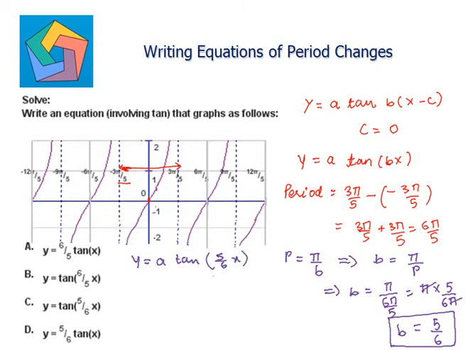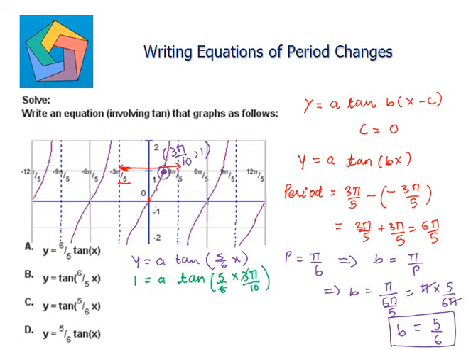Now tangent functions do not have amplitude since they go up and down in the infinite direction. So we can determine the a here by taking any point on this graph. Let me take this point here. This is given by 3 pi by 10 comma 1. So I'll use this point and I'll substitute in the equation to get a. My y is 1 and a times tangent, my x becomes 3 pi by 10.